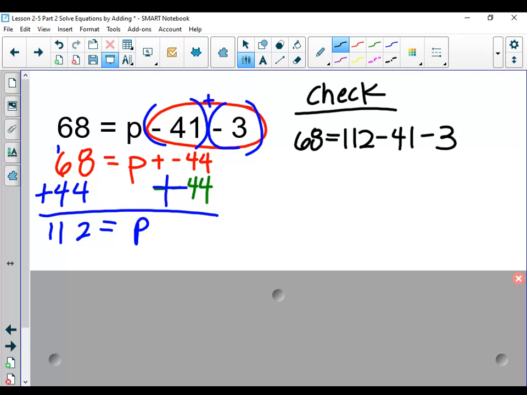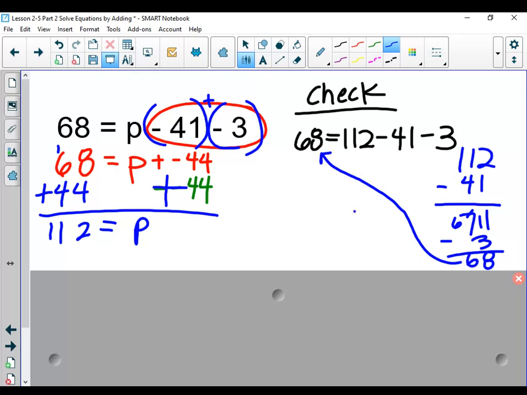Now, if you're thinking, I don't know 112 minus 41 minus 3, me neither. I have to do side problems too, people. 71 minus 3 more. Now I know I am for sure right because I checked it.